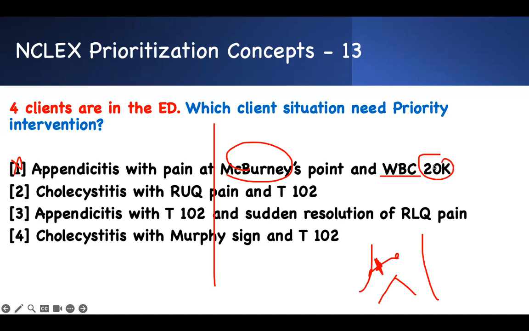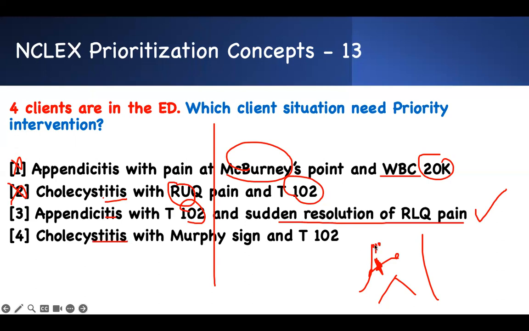Cholecystitis with right upper quadrant pain and temperature. I have cholecystitis, I expect fever. I have cholecystitis, I expect right upper quadrant pain. So forget about it. Appendicitis, temperature of 102. Itis, 102, fine. But then there's a sudden resolution of the lower quadrant pain. It does not have pain anymore. You should worry about it. That's perforation.